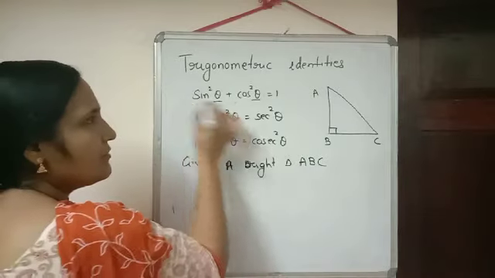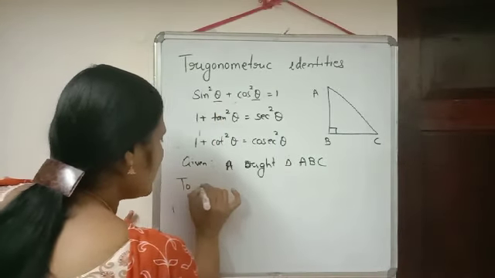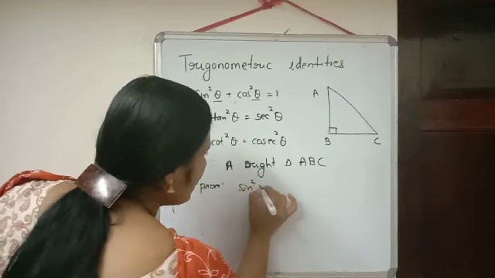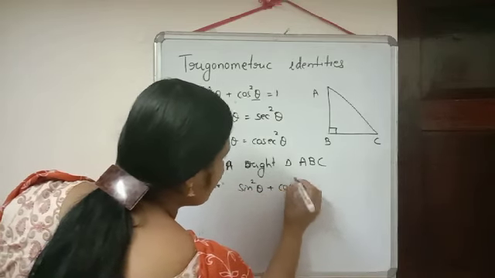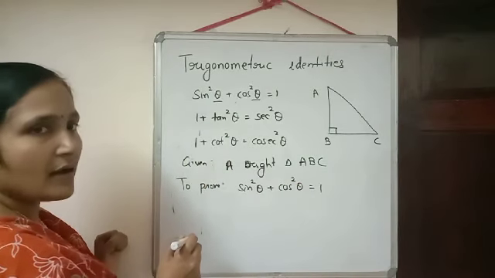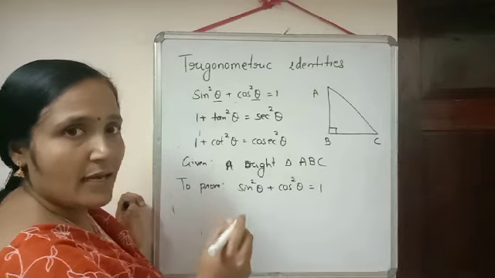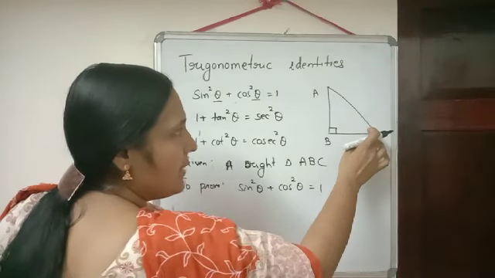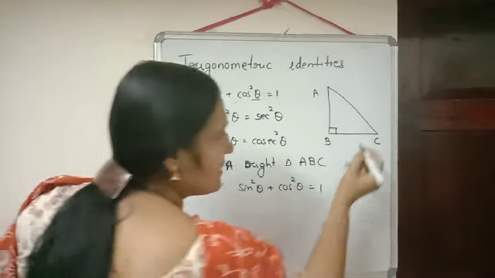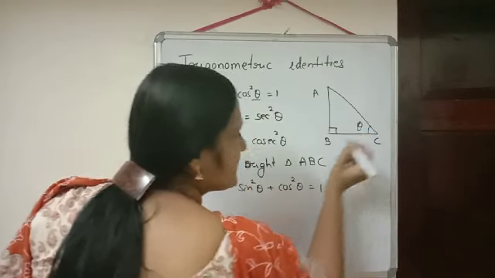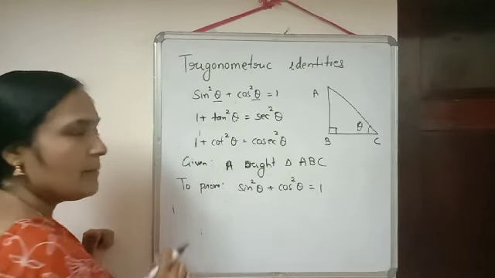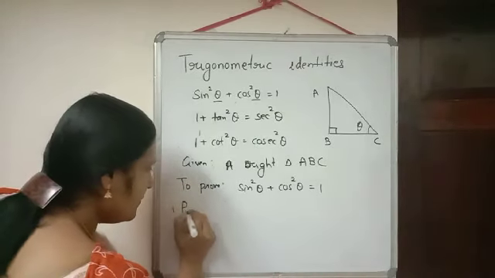Now we are going to prove the first identity. So just write down, to prove: sin square theta plus cos square theta is equal to 1. For that we need the angle theta. As we know, theta is an acute angle, so either you can mark angle C as theta or angle A as theta. For our convenience we can mark angle C as theta. Now what we have to prove is sin square theta plus cos square theta is equal to 1.